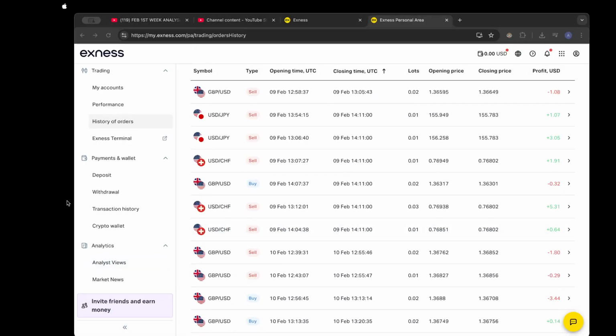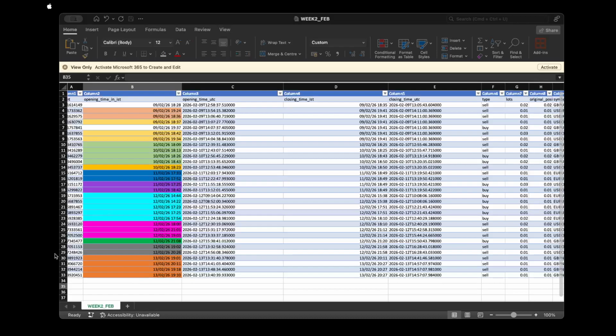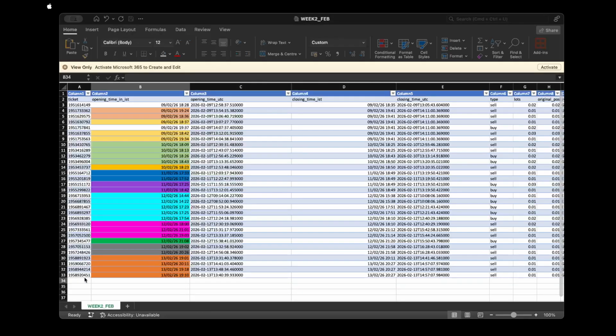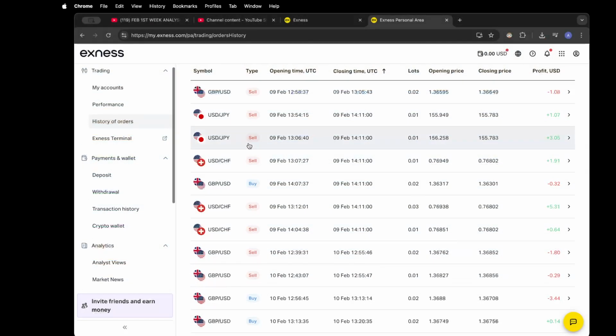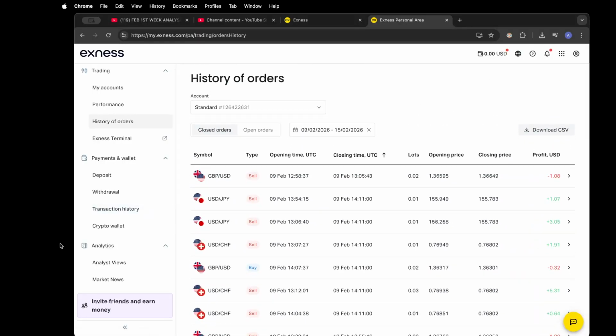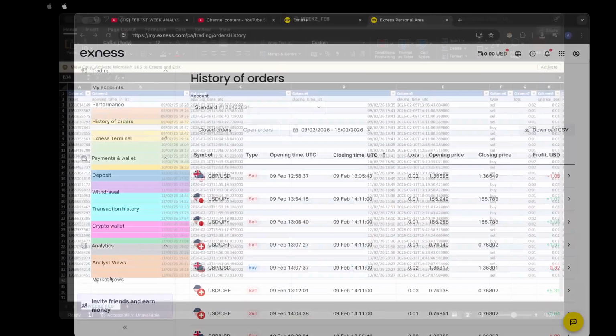So I will be switching it to Excel. I've downloaded this into Excel so that I can convert the time into IST for easier analysis and perform other analysis as well. So here is the Excel for the second week of February, starting from 9th till 13th. Let me confirm it once again on Exness, and we'll see that it is 9th till 13th. Okay, switching back to Excel again.